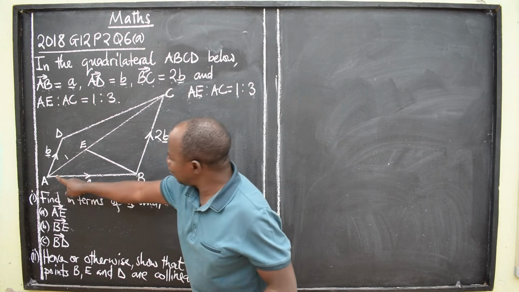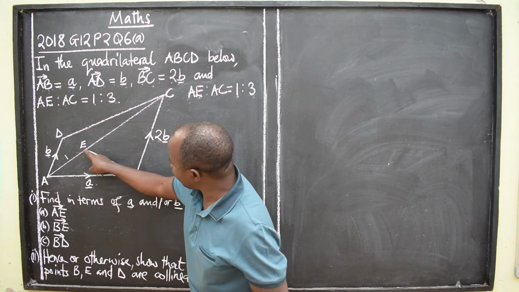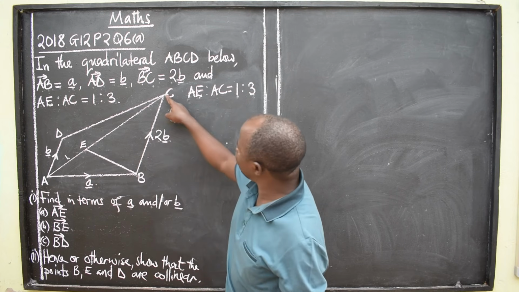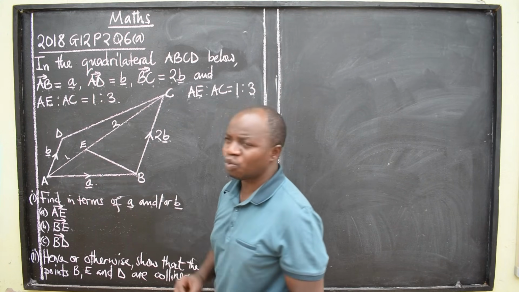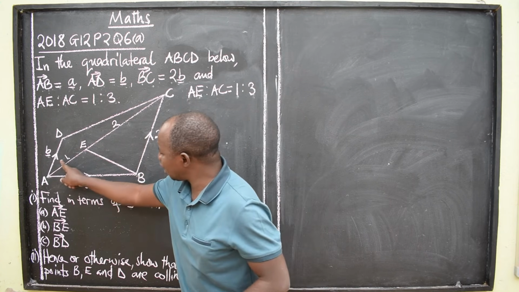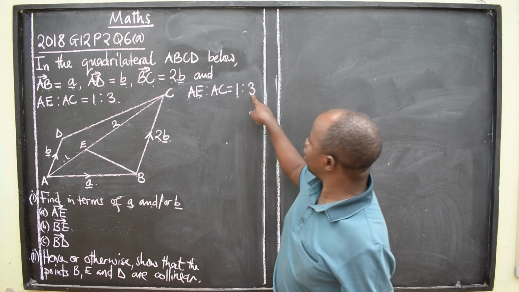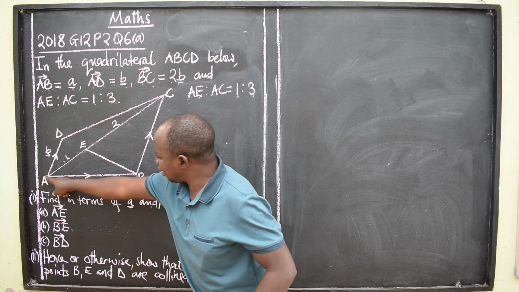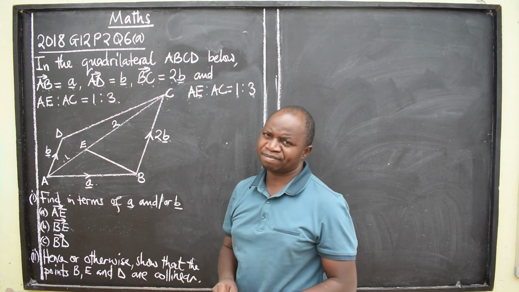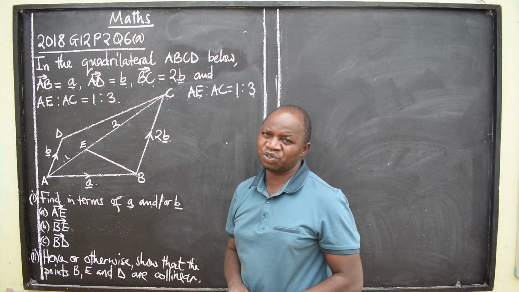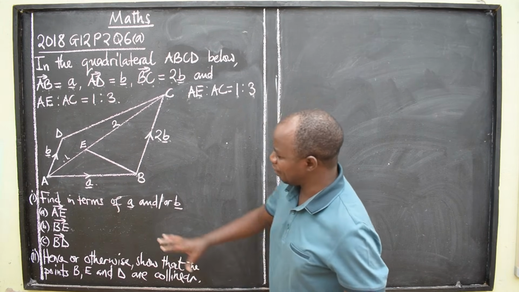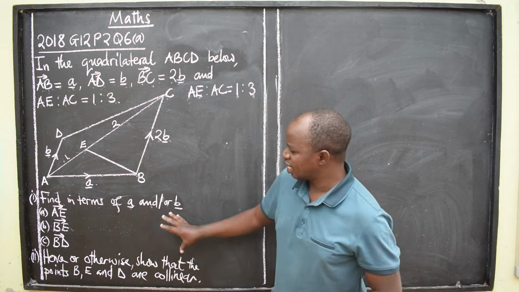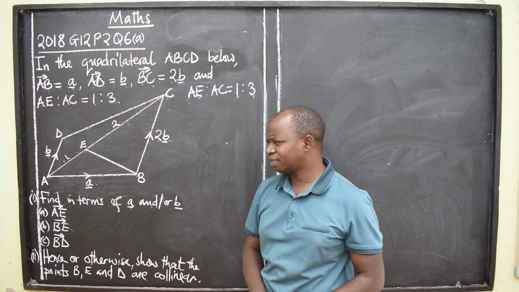Now remember, you have 1 here. From A to E, you have 1. So E to C, what will remain? You agree with me that this will be a 2. See that? So that when I add 1 plus 2, I'll get a 3. That is AC. That is what you need to know. Next, from there now, we will be able to start looking at the questions here.